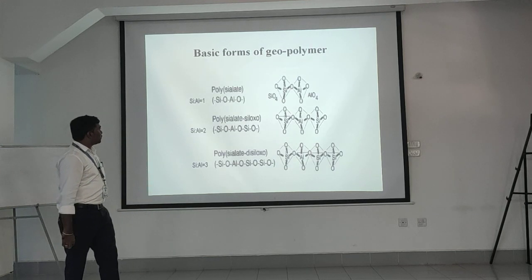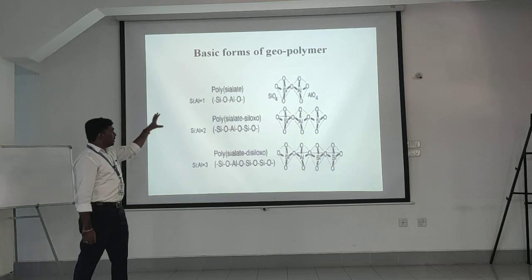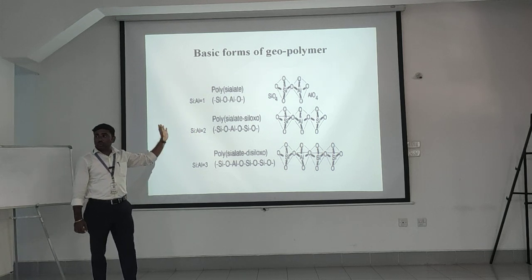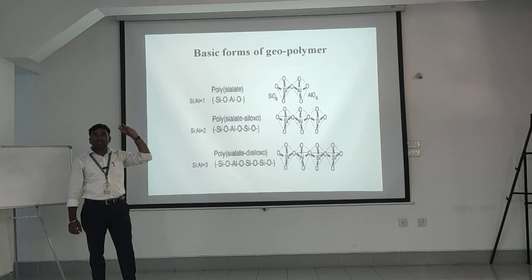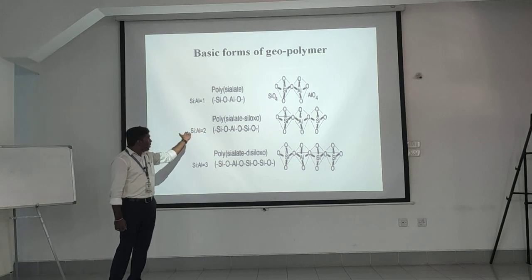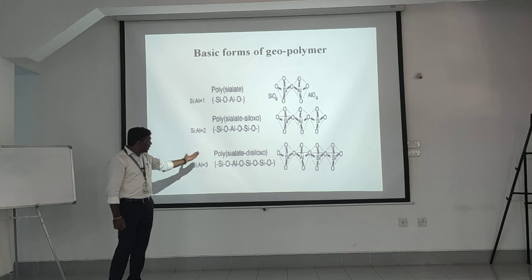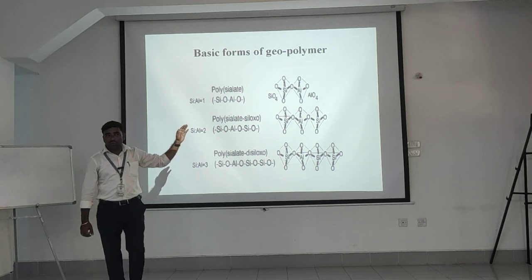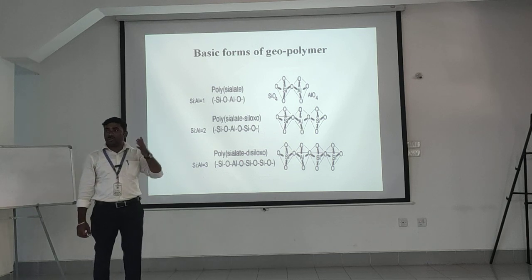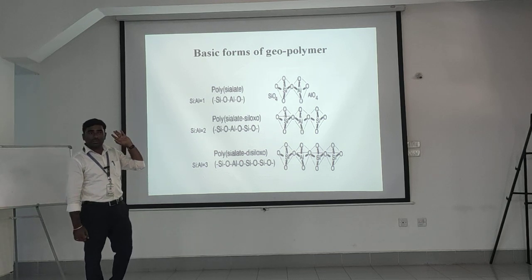Next, this is the reaction that takes place when we maintain 60 to 90 degrees Celsius. There are three stages. The first stage is polysialate, the second stage is polysialate-siloxo, and the third one is polysialate-disiloxo. In these forms, polymerization takes place. That's why we are getting strength in only 7 days.